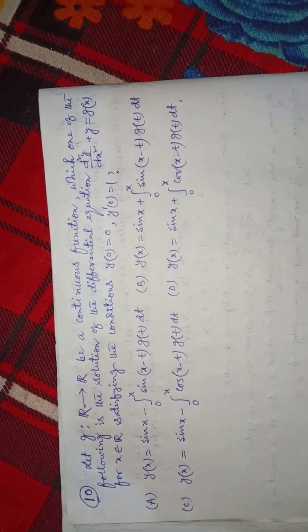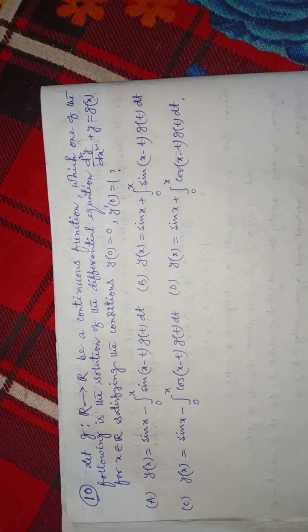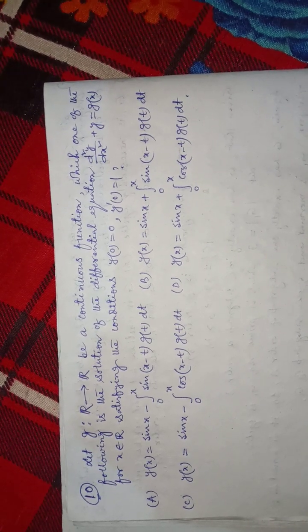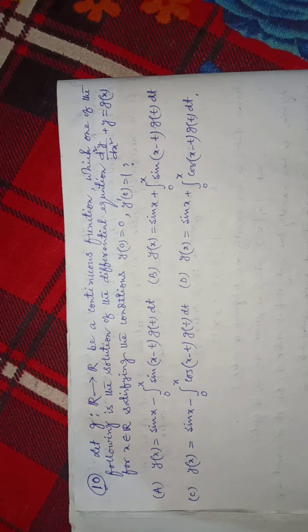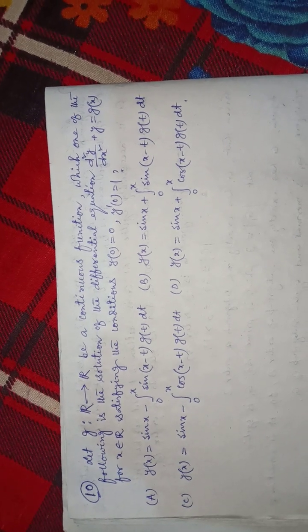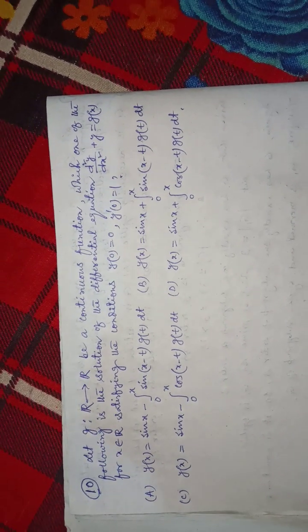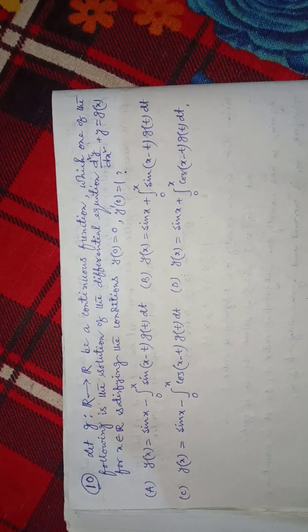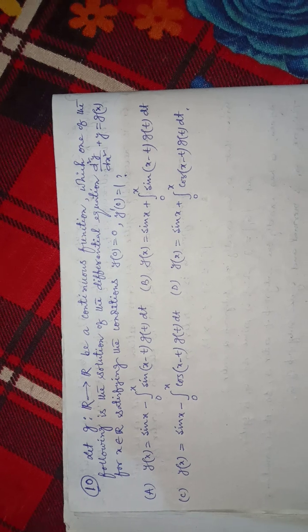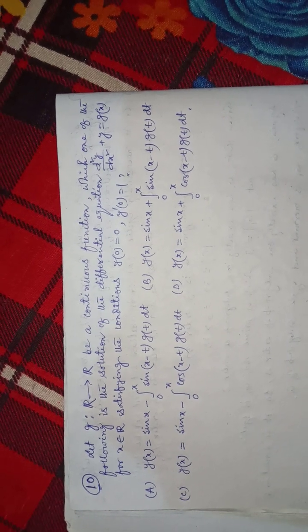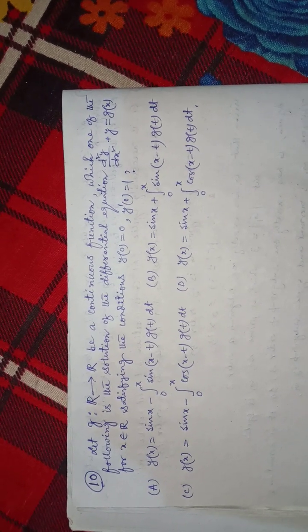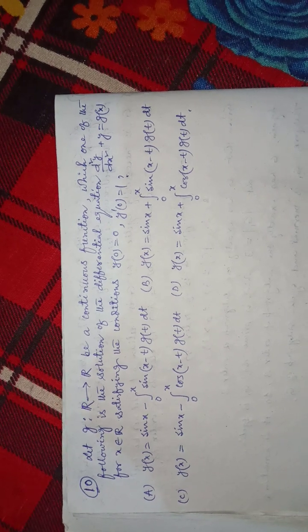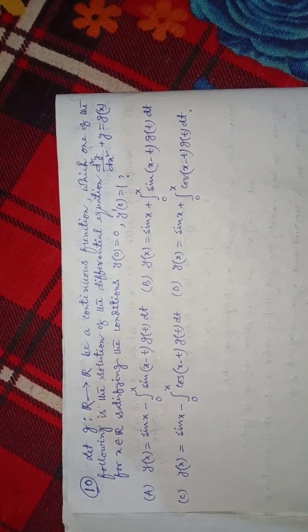Which one of the following is the solution of the differential equation d2y by dx2 plus y is equal to g(x) for x belongs to R, satisfying the conditions y(0) is equal to 0 and y'(0) is equal to 1. Here the four options are: option A, y(x) equal to sin x minus integration 0 to x sin(x minus t) g(t) dt.